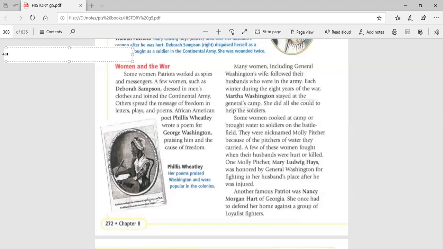Also, we have the wife of George Washington. The wife of George Washington, guys, was staying all the time at the camp of the general. Also, she was helping the soldiers. Her name was Martha Washington.